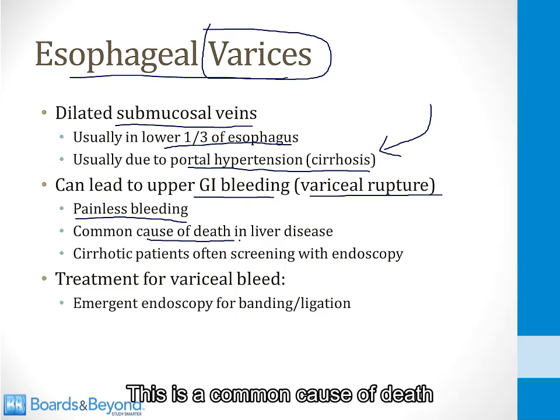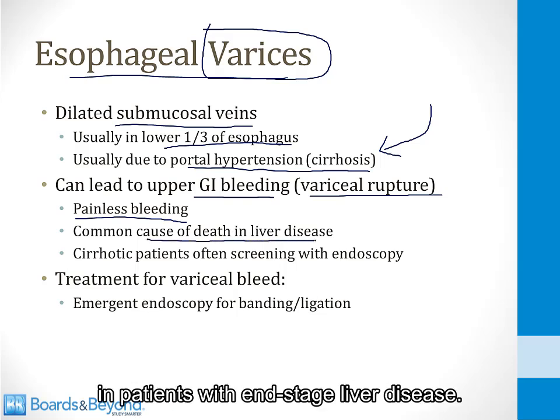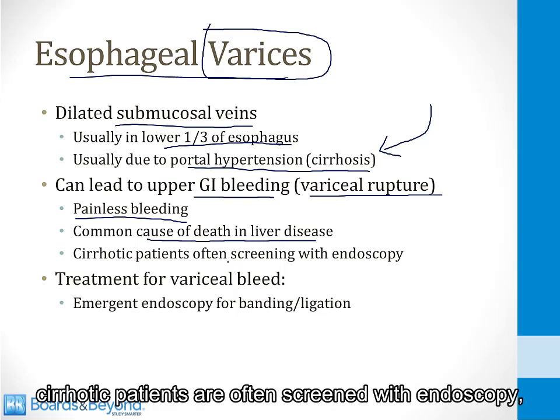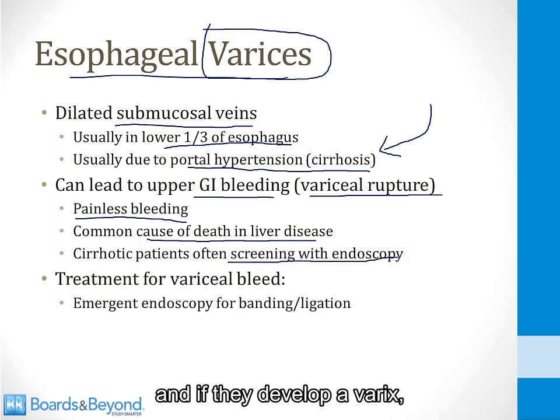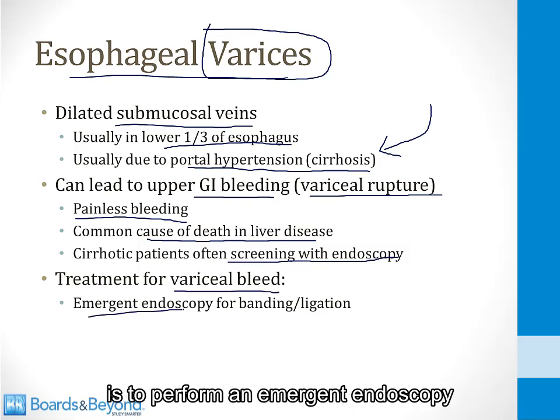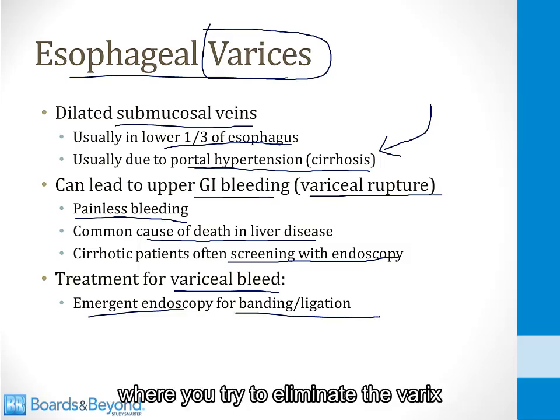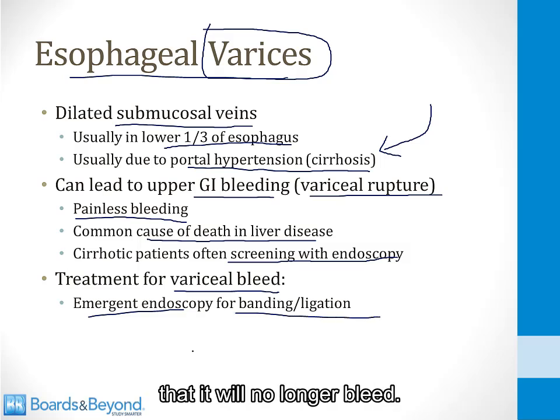This is a common cause of death in patients with end-stage liver disease, and because of the danger of these varices, cirrhotic patients are often screened with endoscopy, and if they develop a varix, it can be treated endoscopically. The treatment for variceal bleed is to perform an emergent endoscopy and use a technique called banding or ligation, where you try to eliminate the varix so that it will no longer bleed.